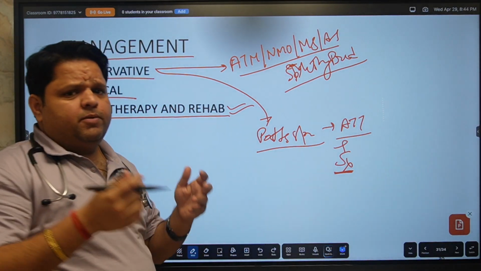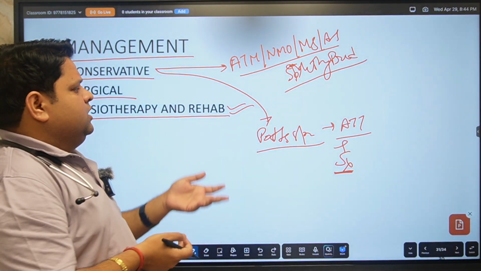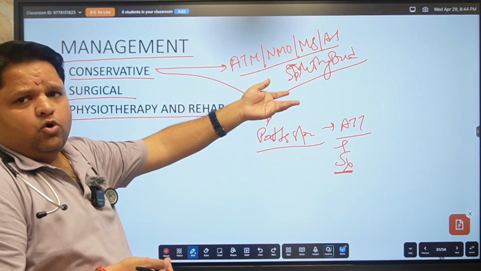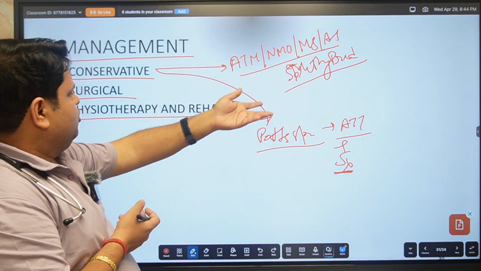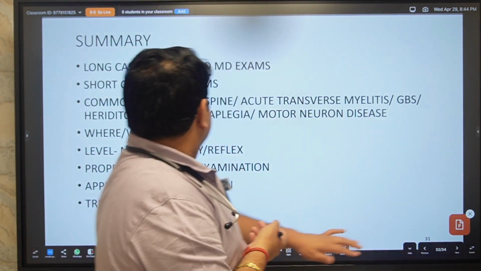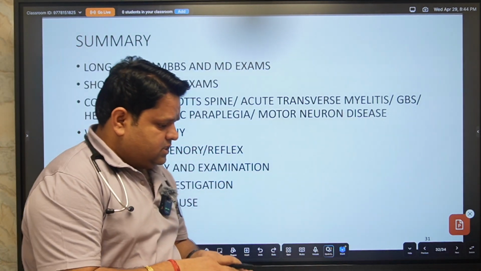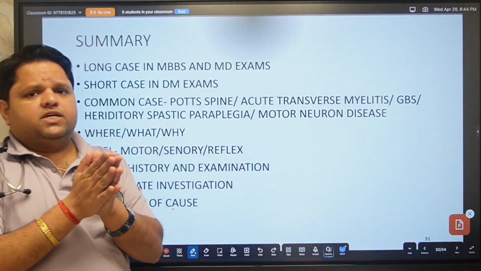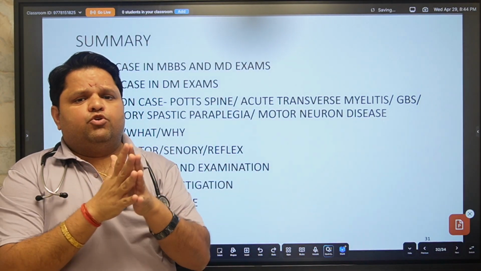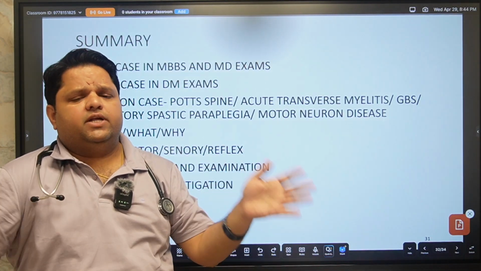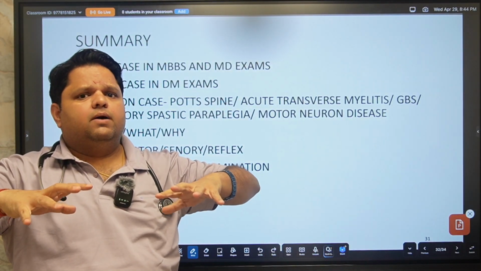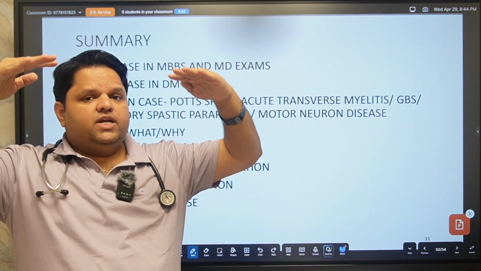So basically treatment depends on the cause. If there is a vascular cause, then maybe antiplatelet therapy, anticoagulant therapy. So basically treatment depends on the cause of the lesion. To summarize, we discussed the approach to paraparesis, which is important for MBBS exam, MD exam and DM exam. Approach is basically simple, but there may be multiple sites of the lesion.